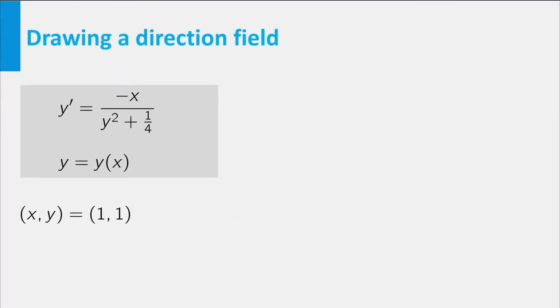Now, suppose the graph of a solution of this equation passes through the point (1, 1). This means, of course, that for x equal to 1, the corresponding value of y of the solution is equal to 1. From the differential equation, it follows that the derivative of the solution at 1 equals -1 divided by 5/4, which is -4/5.